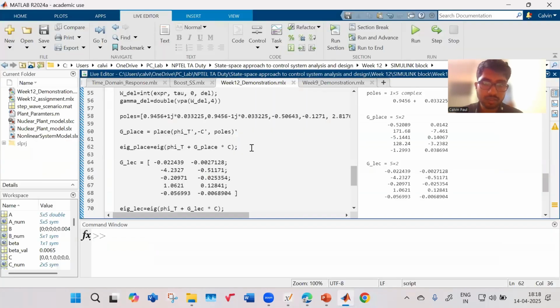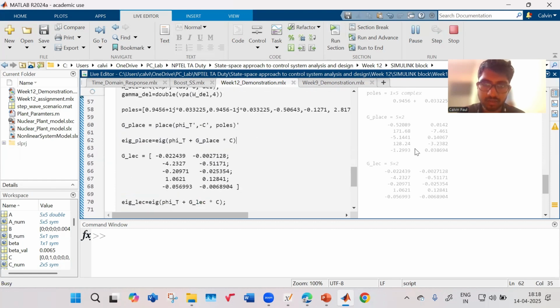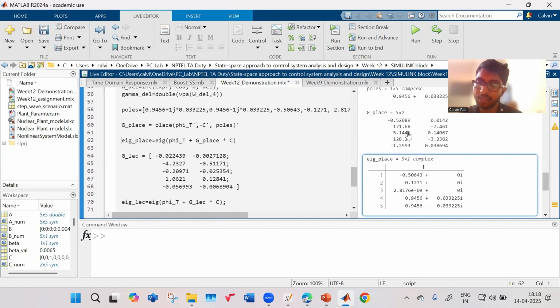Let us open this. If you consider eigen_place, you will find it to be at the same values: minus 0.50643, minus 0.1271, 2.8176 times 10 to the power minus 9, 0.9456 plus minus 0.03325 i. This is where we want the poles. But the gain matrix G_place is different from what Sir has shown.